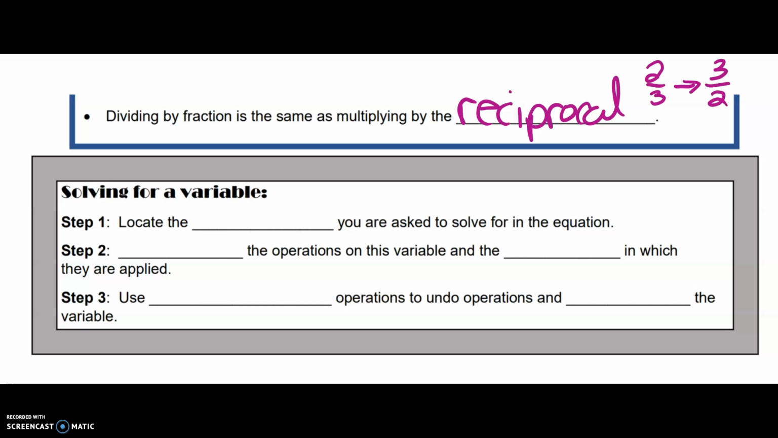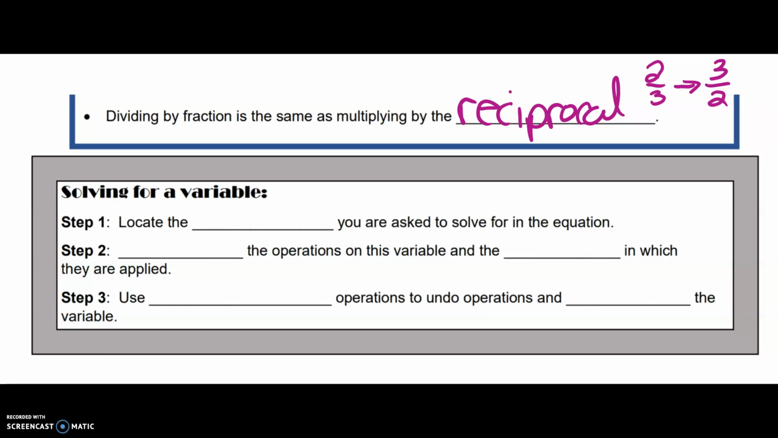And when you do that, if you multiply by the reciprocal, 2 times 3 is 6, 3 times 2 is 6, 6/6 is 1. And that will work with any fraction that you do. When you multiply by the reciprocal, you'll always get a 1. So when you're trying to get rid of a fraction that's in front of the variable that you're solving for, you can simply flip the fraction, multiply it by the reciprocal.